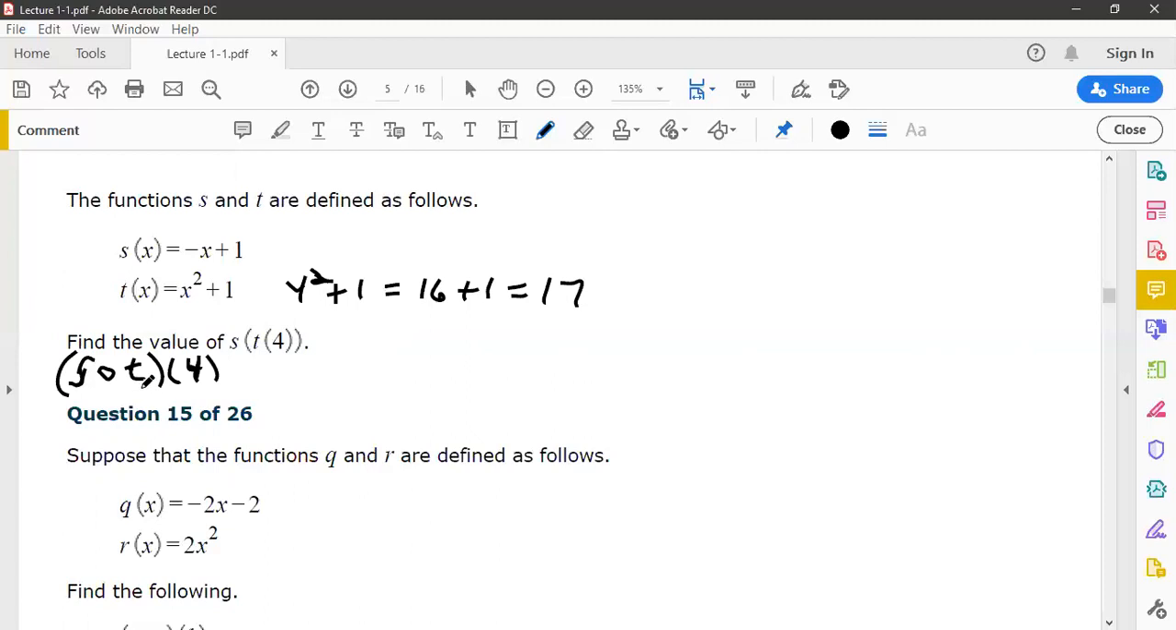So we got the answer for t of 4. Now we take that answer and replace it into the s function for x. That gives us the opposite of 17, plus 1, which equals negative 16. So our final answer is negative 16. Again, work from right to left: we place the 4 into the t function, get the answer 17, then take the answer and replace it into the s function.